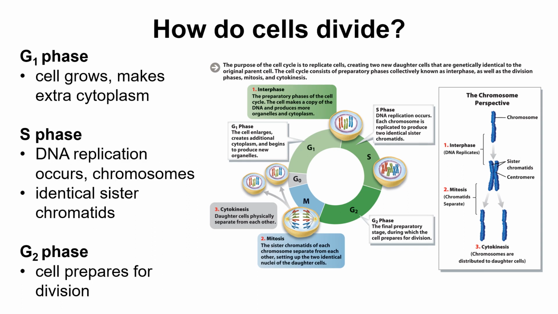The first phase of interphase is the G1 phase. What happens in the G1 phase is that the cell grows in size, it makes extra cytoplasm, and some of the organelles begin to replicate.